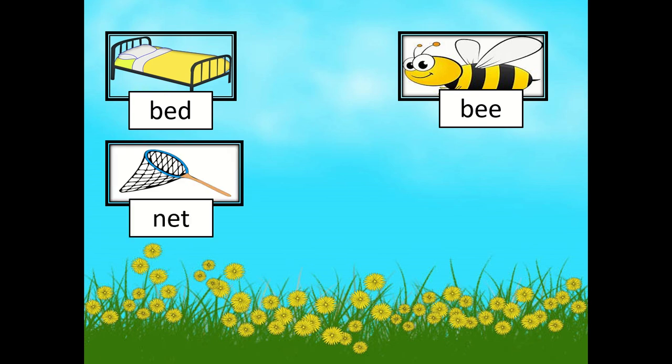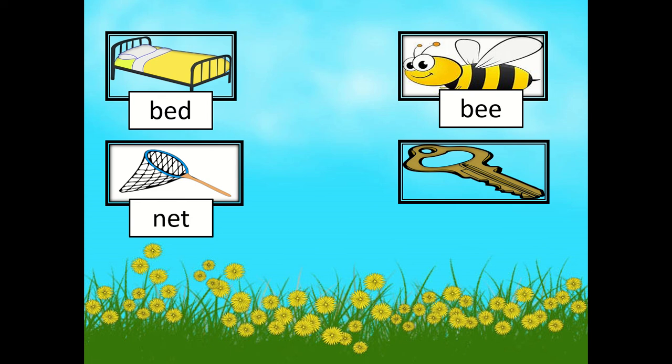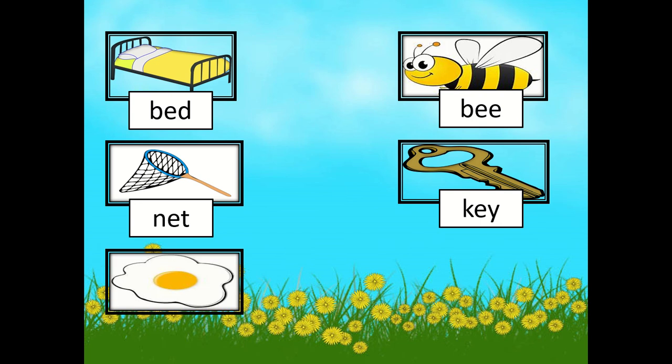Next, we have your net. Net. What sound do you hear? Is it the short sound or the long sound? Very good. The word net has the short sound, which is the E. Next, we have key. Key. What sound do you hear? The short sound or the long sound? Very good. It is the long sound. Next, we have your egg. Egg. What sound do you hear? The short sound E or the long sound E? Very good. It is the short sound.